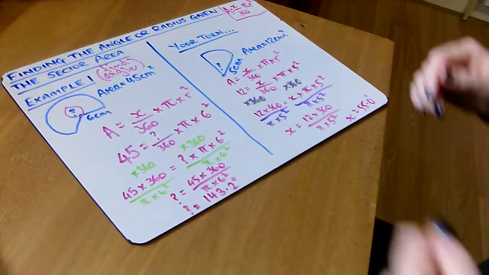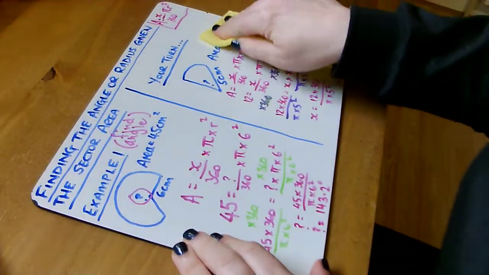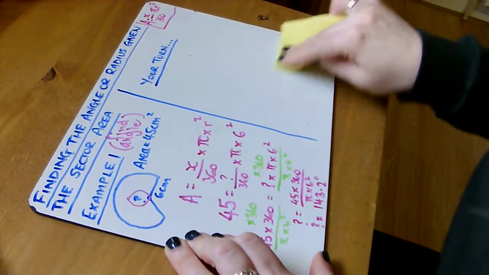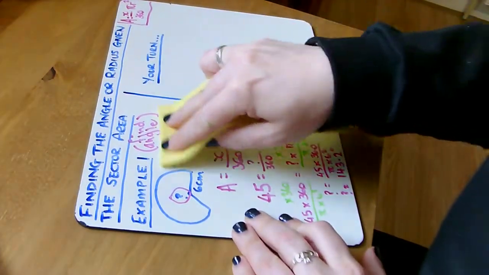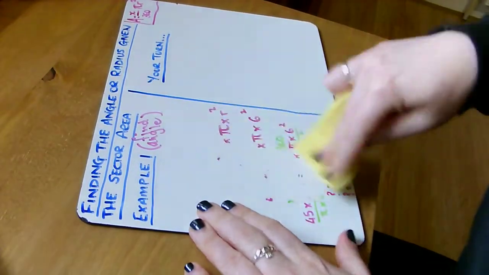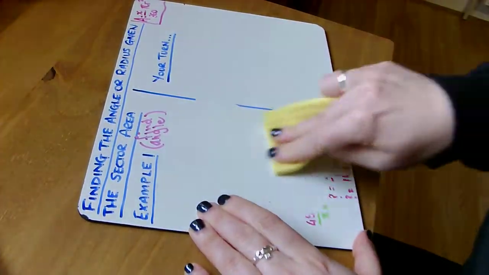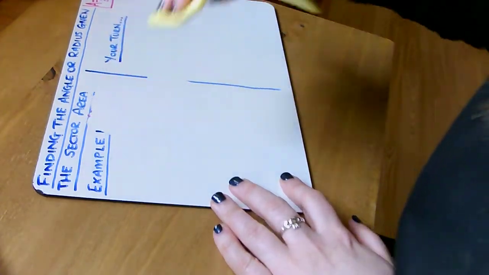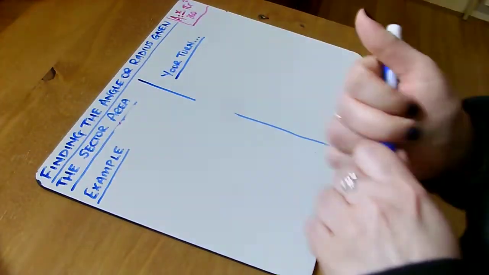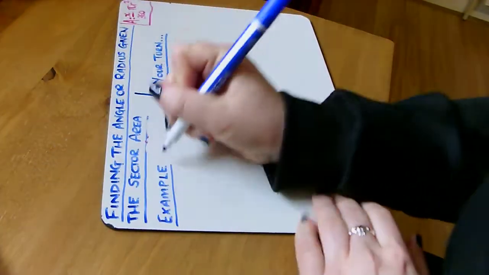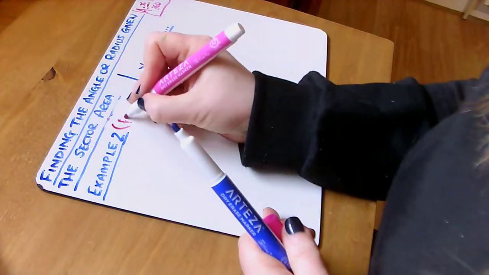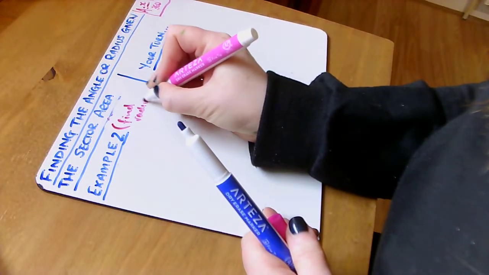Right, so let's look at another example this time, where this time we're trying to find the radius, or it could be the diameter as well. So we've got an example of every type that we could come across. Right, so this is finding the radius.